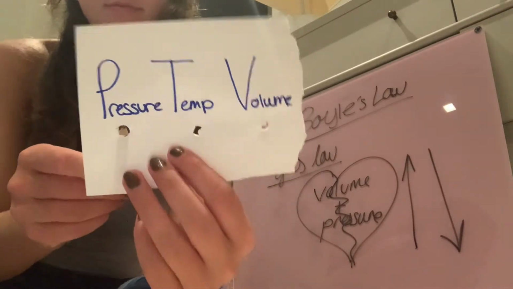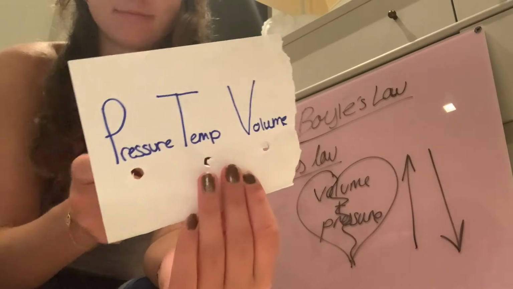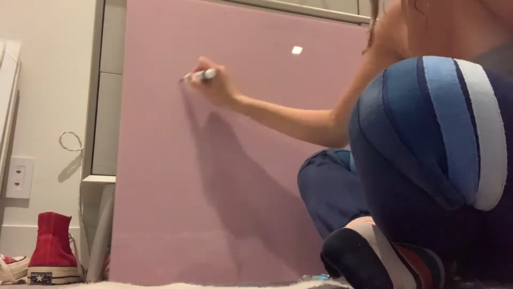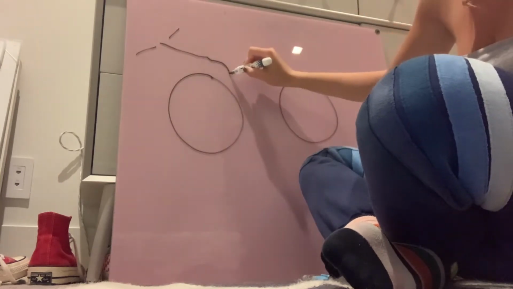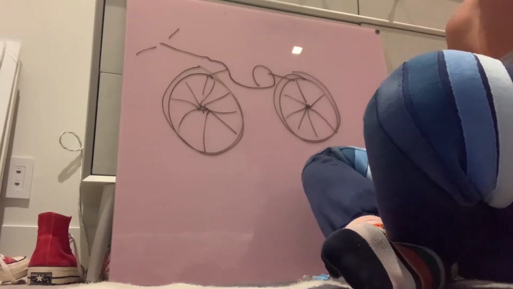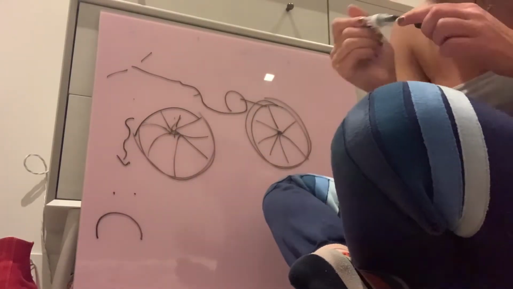This method that Ms. Nielsen taught us with the flashcard is a very helpful way to visualize how Boyle's law works. Here is an example of Boyle's law. This is supposed to be a bicycle. It's not drawn very well. But this bicycle got a flat tire, so obviously you have to pump the tire back up.